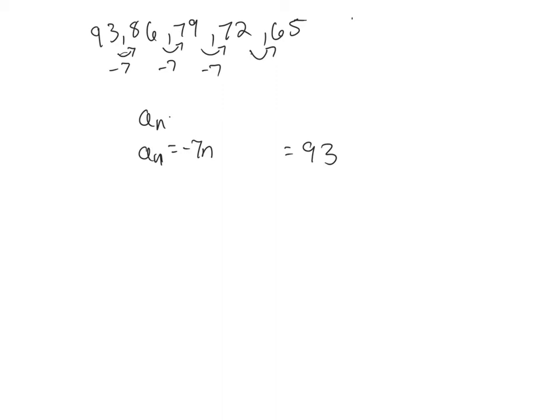So let's think about this. 93 plus 7, right? We need 7 above. I'm going to add 7 to that, so that makes it 100. So it's a linear equation. I know it starts off at 100 because a sub 1 is 93. So that means a sub 0 should be 100. Subtract 7, get 93, and so on and so on. And I imagine if you check your numbers, it should work, right?